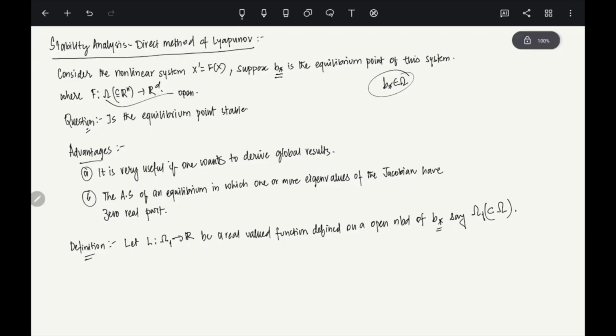We want L to be defined on an open neighborhood of B star, such that L is continuous on omega 1 and it is C1 on omega 1 minus B star. So I want continuity everywhere, and continuous differentiability everywhere in omega 1 except at the point B star. I am starting with such a real valued function, continuous in some neighborhood of B star, and C1 in the neighborhood minus B star.